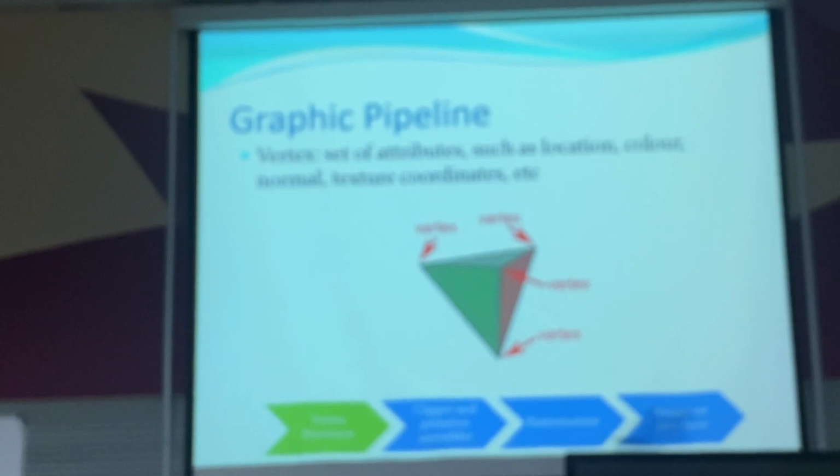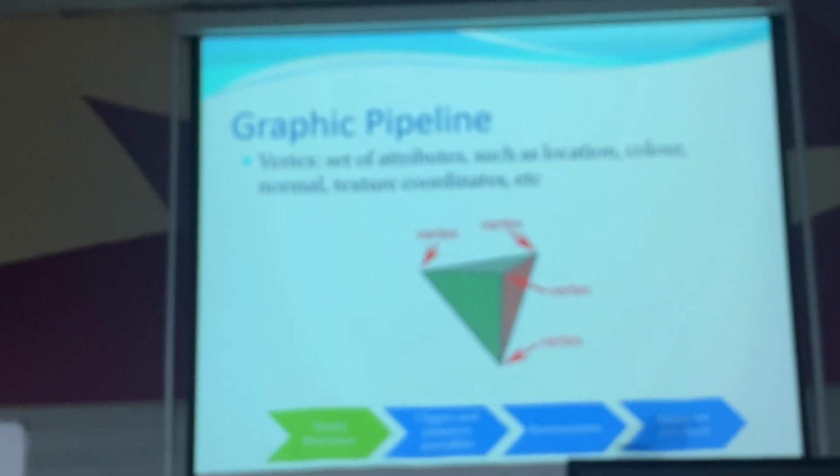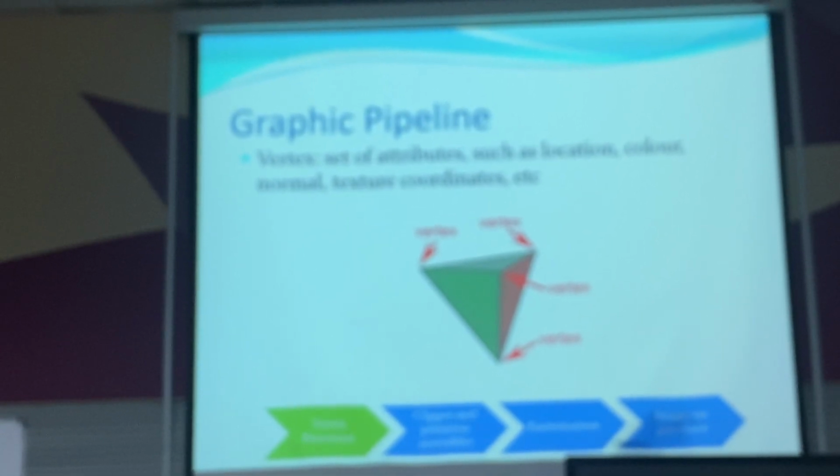Okay, start with the vertex processor. We need to know what a vertex is first. A vertex can refer to a point, and it has properties or attributes consisting of the location, the color, the normal, the texture coordinate, etc. You see this dot, this is a vertex, or this point. It will carry this information.